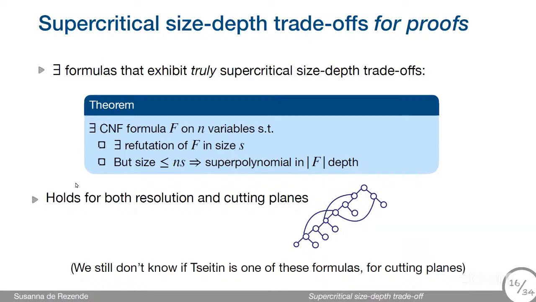Yes, so the size is super polynomial. It's small, but it's like n to some polylog or something. S is not polynomial. No. S is super polynomial. It's a little bit more. Yeah, it's a good question.